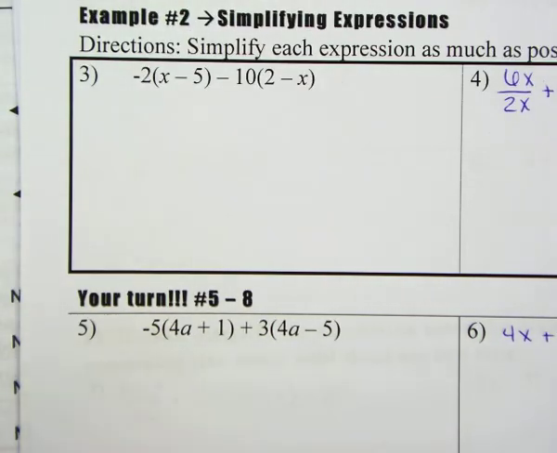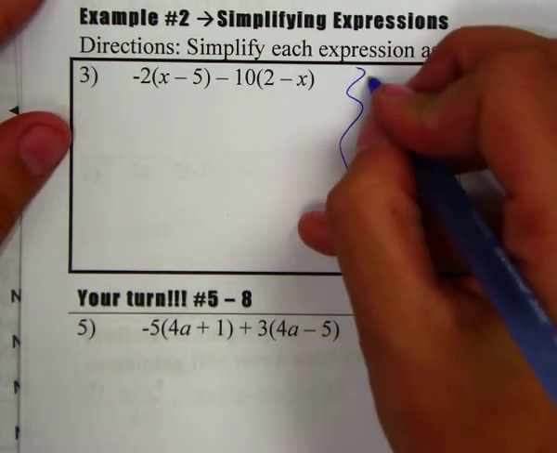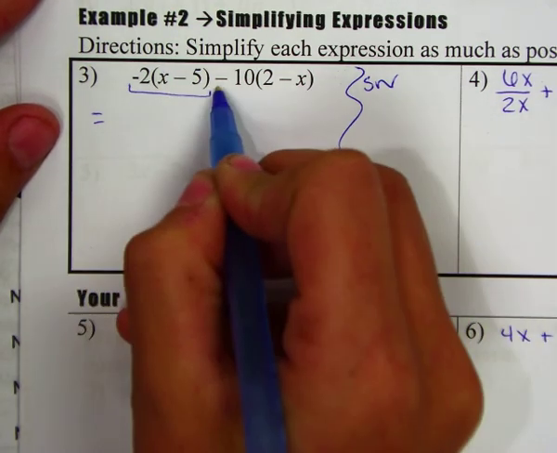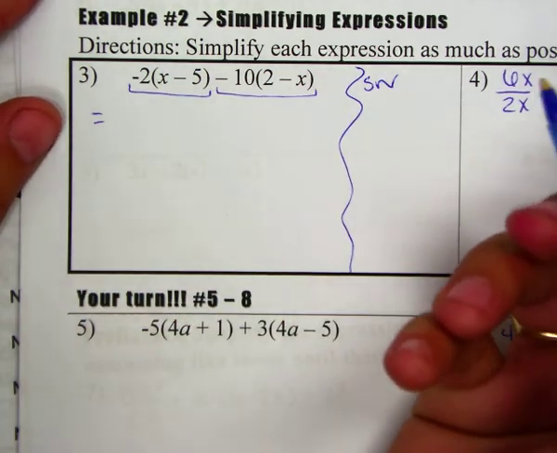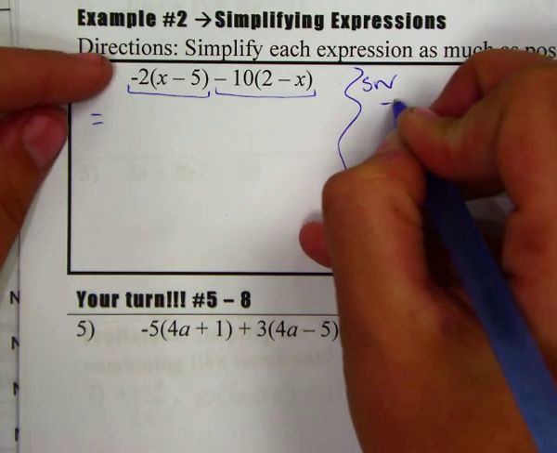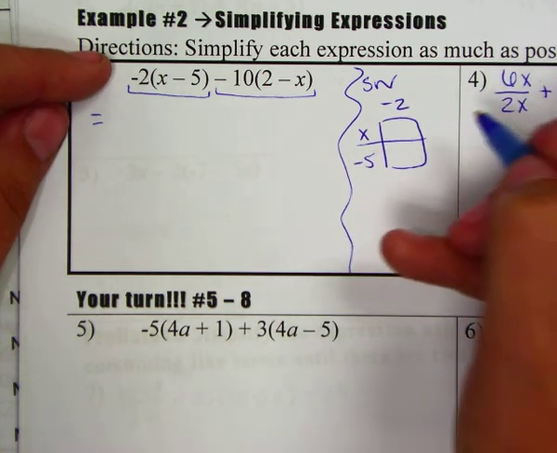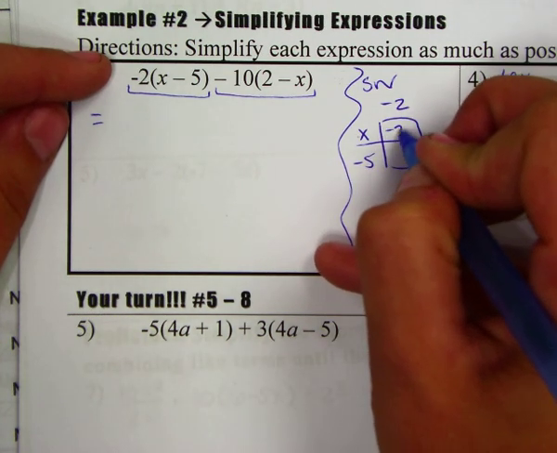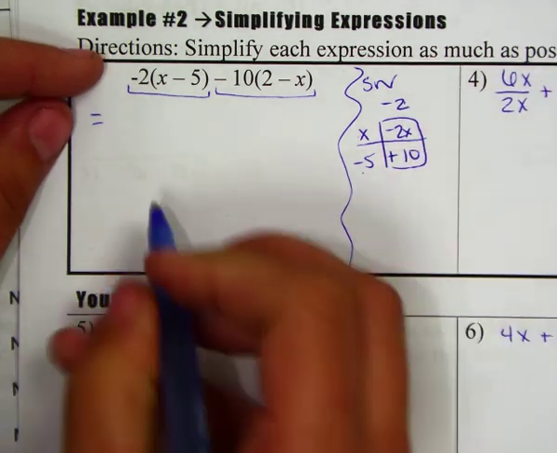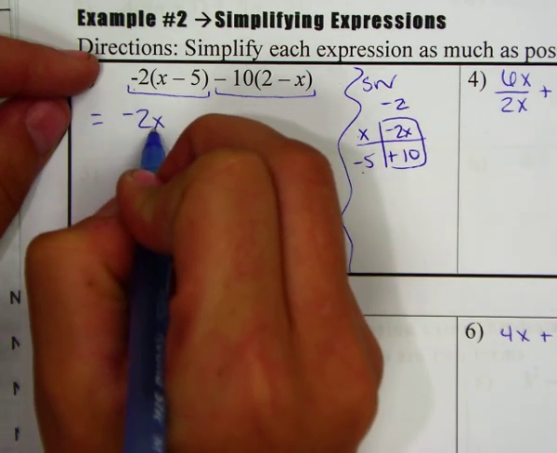For the next two, it's going to be a little difficult. I'm going to go to the side to do scratch work. Okay. I have double distribution going on. Here's one, and here's the second. I'm going to use the box method this time. So I see I have to distribute the -2 to x minus 5. So -2 times x is -2x. -2 times a -5 is a +10. So this simplifies to -2x plus 10.